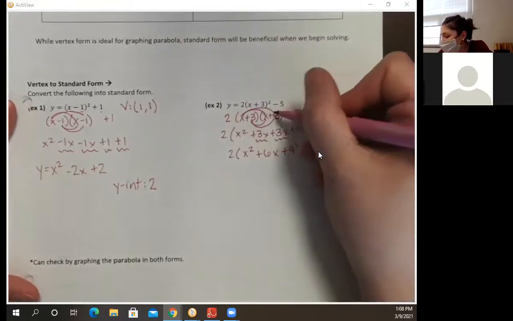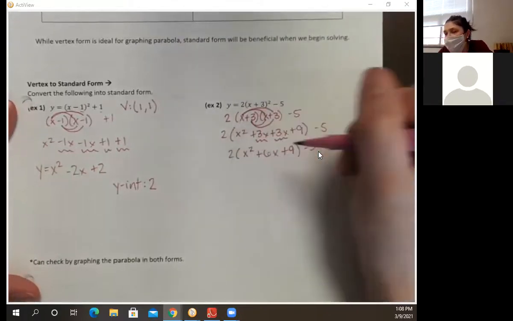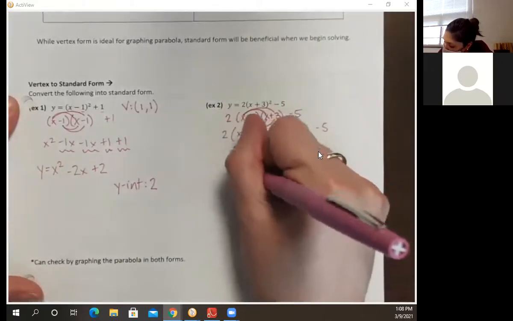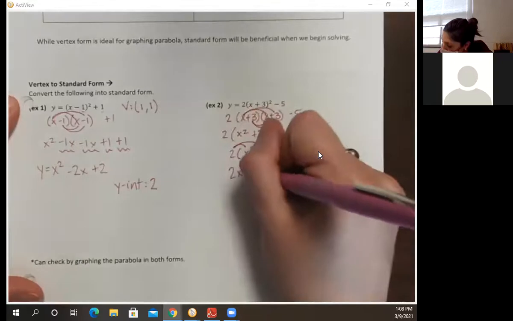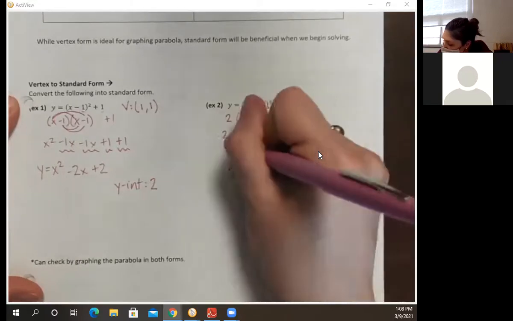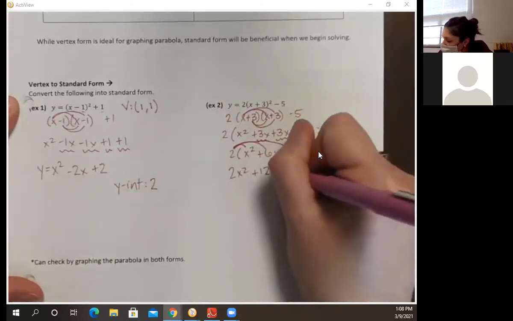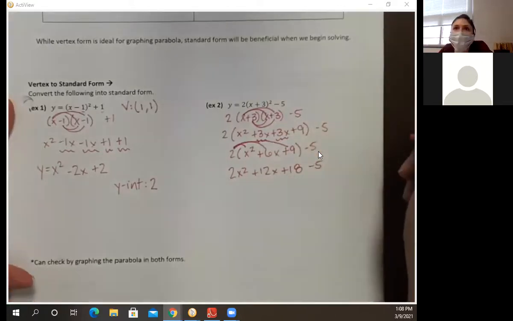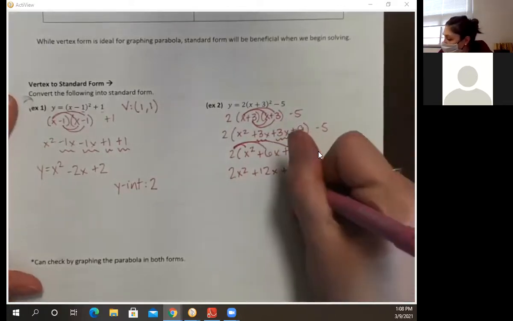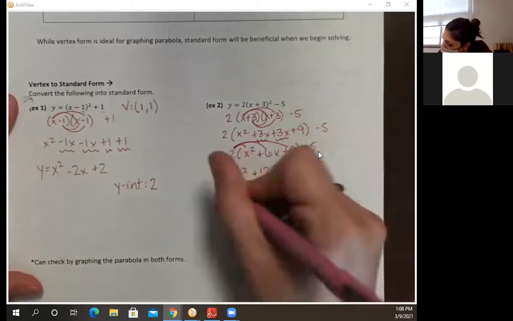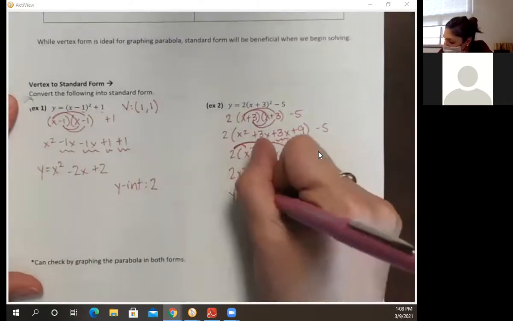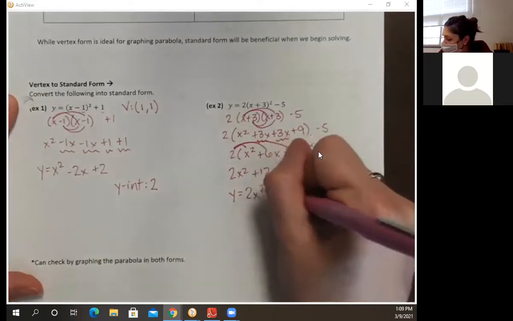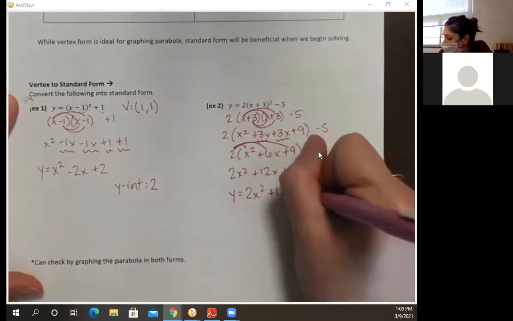And now that I've done the squaring, I'm going to distribute in my 2. So that would be 2x squared plus 12x plus 18. And then still that minus 5 at the end. My last step here is to combine my last like terms. So my standard form quadratic function would be 2x squared plus 12x plus 13.